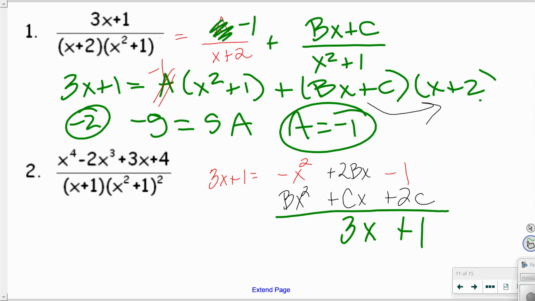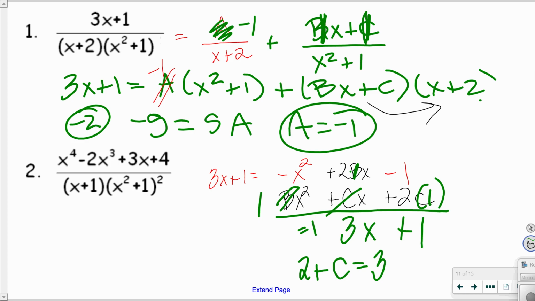So convenient numbers, I got A, B, and -1. Then I did match up. I have no x squared terms, so B's got to be 1 so that they cancel out. Then if B is 1, I'm going to plug 1 in right here. And I get 2 plus C has to be 3. So C's got to be 1. So I've got all 1s. That's my answer. I can use this last one to check. If C is 1, -1 plus 2 is +1, it checks.